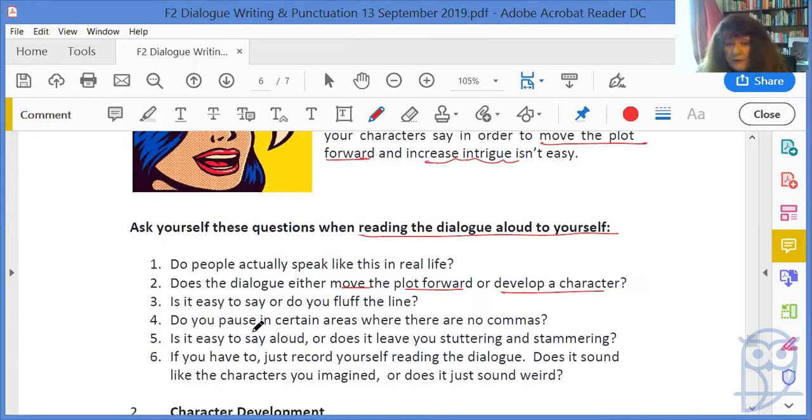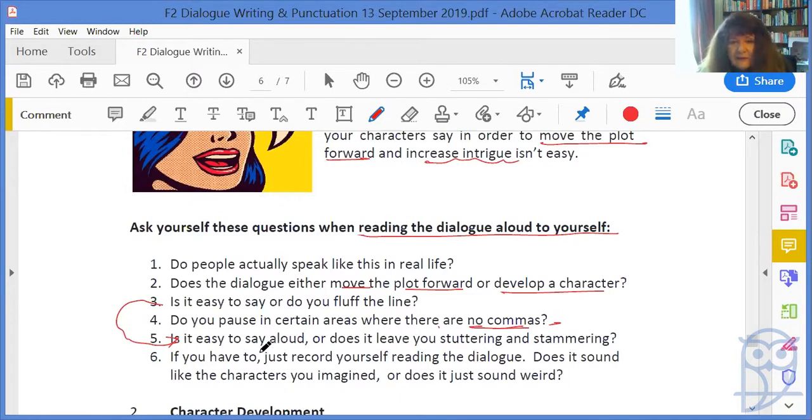And do you pause in certain areas where you haven't put a comma into your dialogue? Remember, wherever there's a comma and someone's reading it, that's where they take a pause. So you can't just speak nonstop all the time, or you're going to get a whole stream of consciousness kind of speaking just like that. So you need to use commas so people know where to pause, or in this case, think as they're reading it. Okay? Number 3 and 5, same thing.